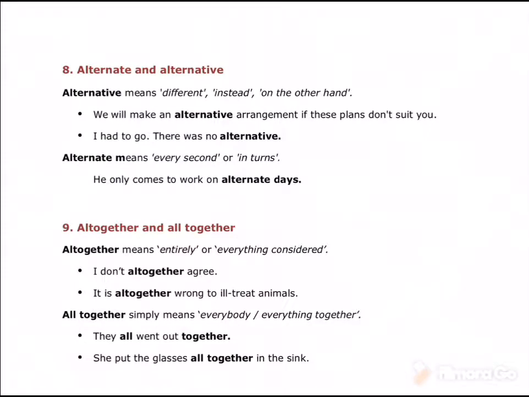Right, let us move on to the next one, which is alternate and alternative. Remember, alternate is an action of switching between states, while alternative is another word for choice or option. As mentioned over here, alternate means every second, every other. We can say in turn, like every 2 days once. We can say alternate days. For example, he only comes to work on alternate days. Whereas alternative means different or instead.